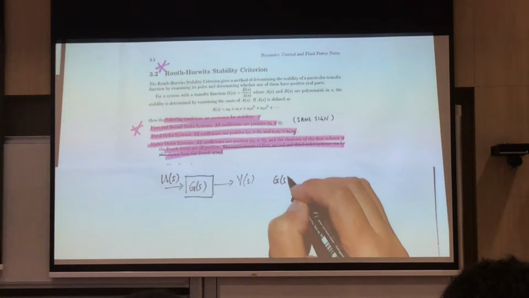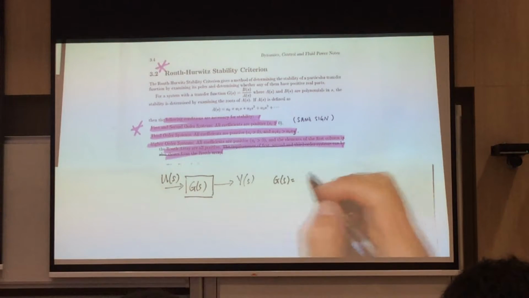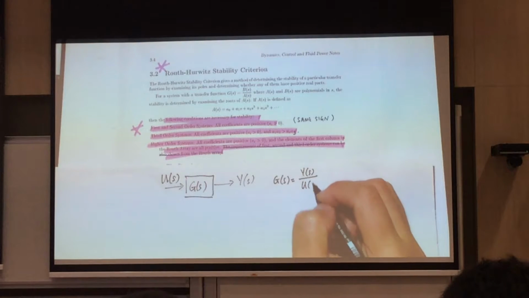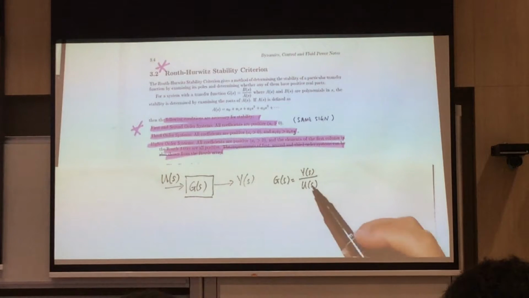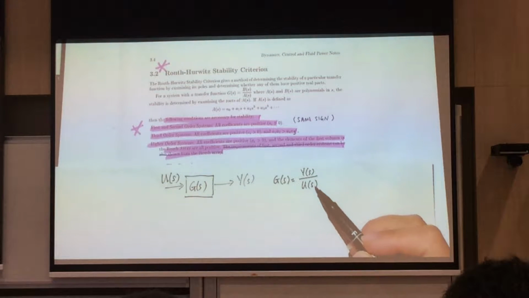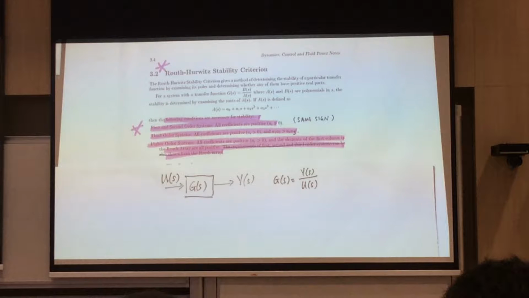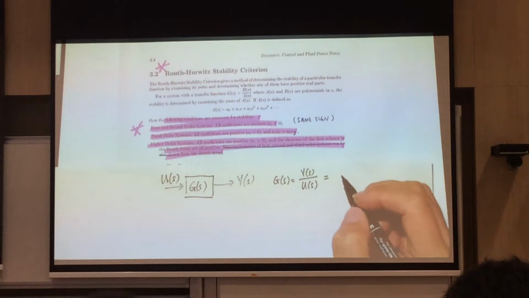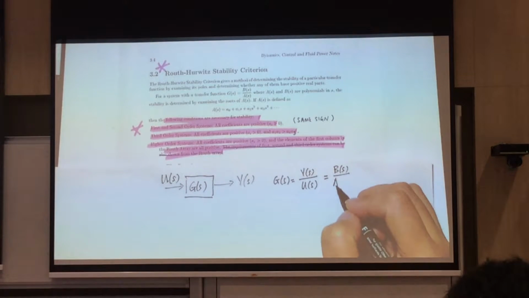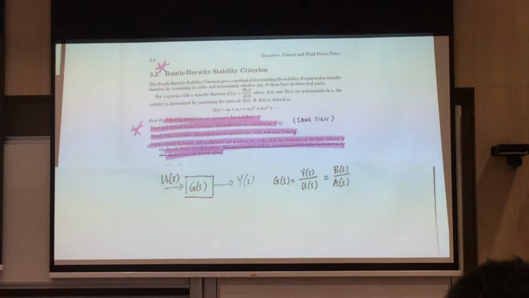I was just saying, any transfer function is just a fraction of output over input. And you notice that these are all polynomials of s. Since it's a polynomial of s, generally speaking, you can define this as any arbitrary polynomial, applicable for all systems of any order. So we say that G(s) is B(s) over A(s).